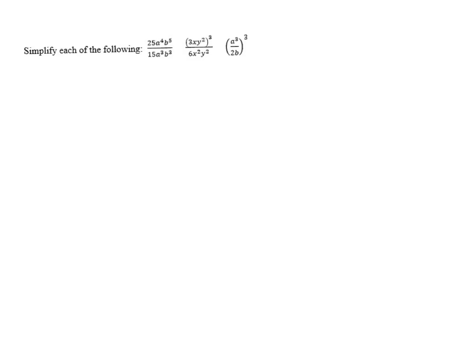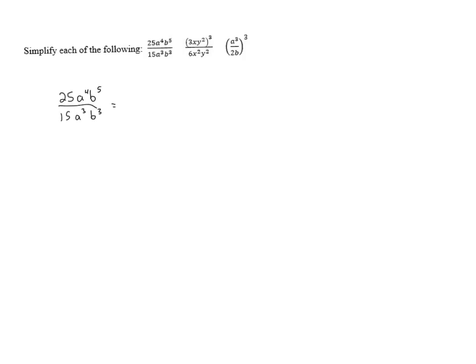Simplify each of the following. And we've got three expressions here that use multiple rules of exponents. So let's take a look at each of these individually. We've got 25a^4b^5 over 15a^3b^3.